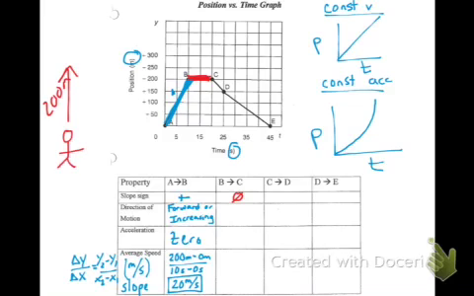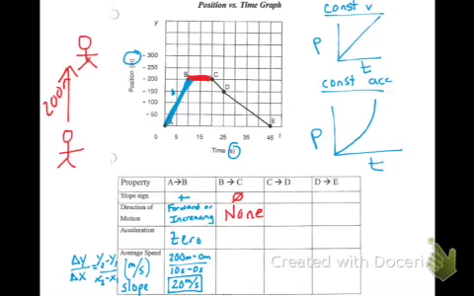Now you're staying at 200 meters. So what does that mean in terms of your position or in terms of your movement? You're just standing. You are simply just standing. Because now you are staying at a position of 200 meters. So, direction of motion, we ain't got none. We don't have any motion whatsoever.